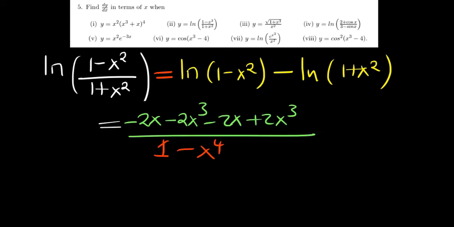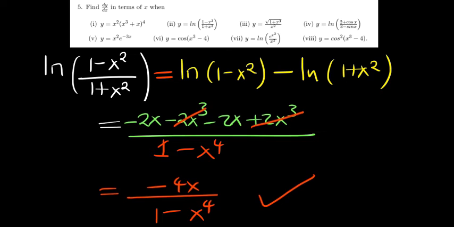So let's see what's subtracting here. This part and that part are of opposite signs. So on top we remain with negative 4x over 1 minus x to the power 4. That's where you end for part 2.